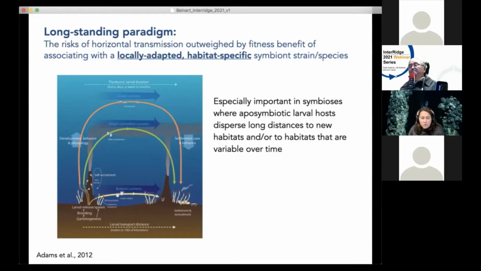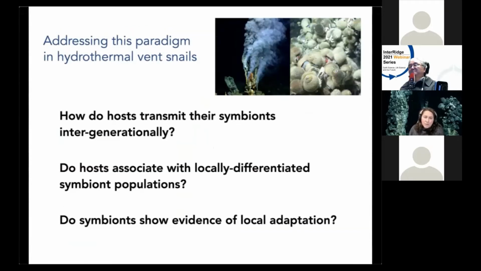So the ability to pick up a symbiont that's specific to the habitat that your progeny will end up in seems like it could have a lot of benefit. And yet, at least for the vent environment, we don't have a lot of direct data looking at this for most symbioses. And so my lab has been working on addressing this paradigm in a group of hydrothermal vent snails.